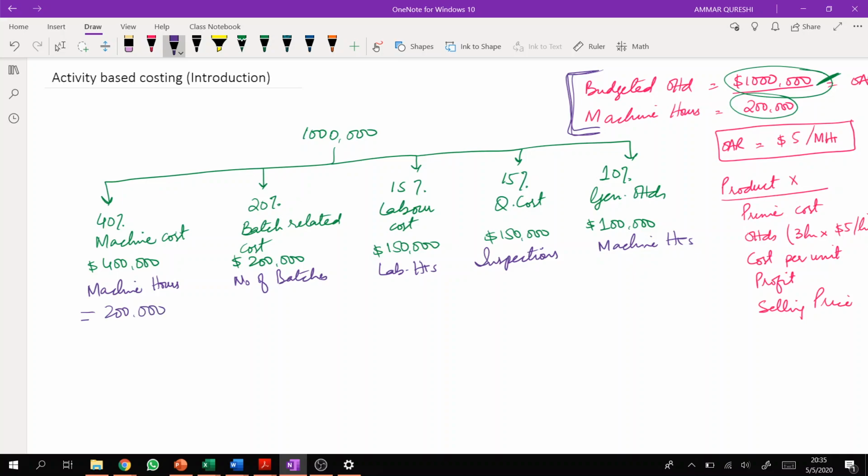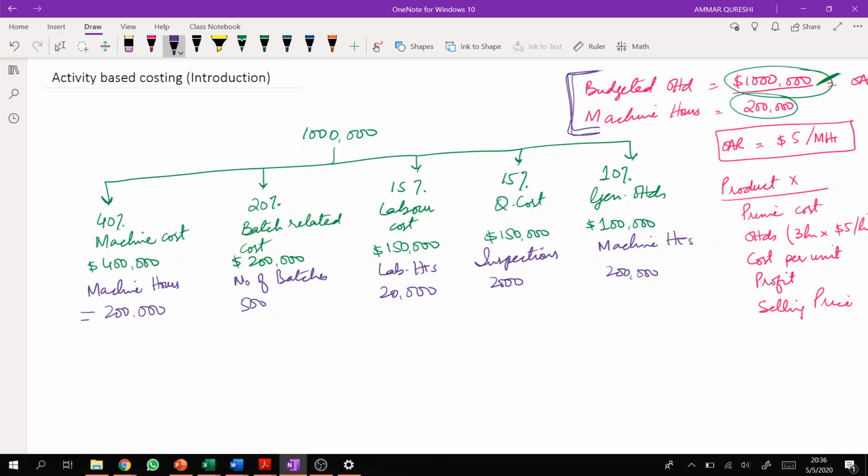Let's say the number of batches expected to be 500. Labor hours are expected to be, let's say, 20,000. Number of inspections are expected to be 2,000, and machine hours are expected to be again 200,000. Why I kept general overhead and machine cost separate, because both are distributed on the basis of machine hours.